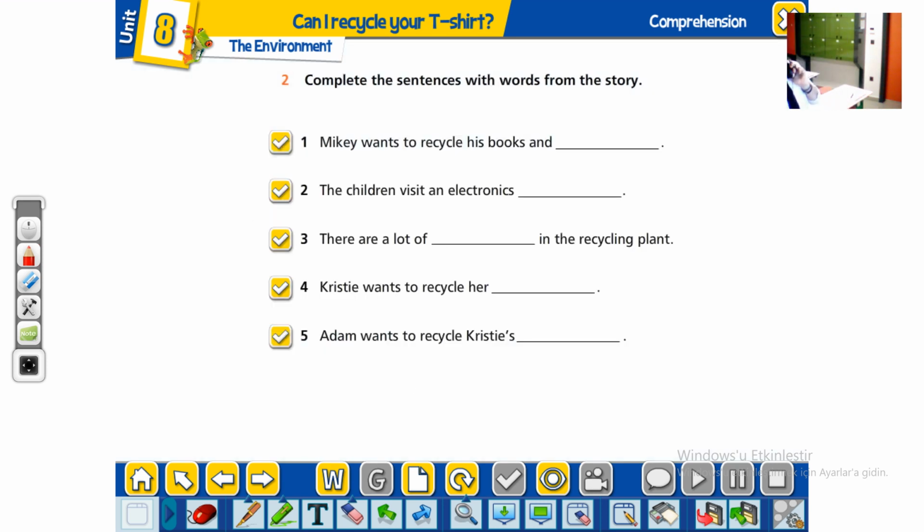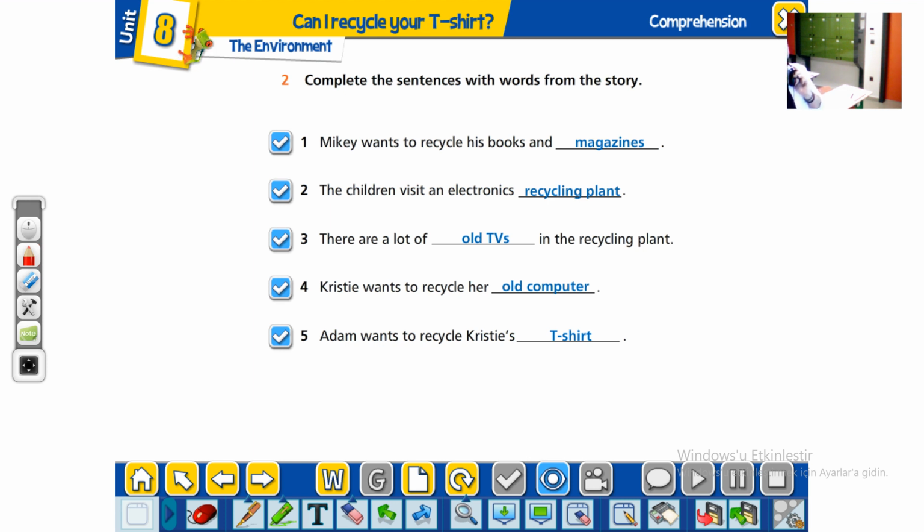Okay, I take it you stopped the video and did the exercises. Let's check it together. Mikey wants to recycle his books and... I'm not sure what you did, but I think you all did correctly. The children visit an electronics... There are a lot of... in the recycling plants, and Christy wants to recycle her... And Adam wants to recycle Christie's what? And please check your answer in here.